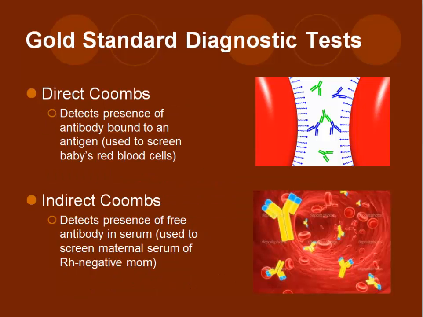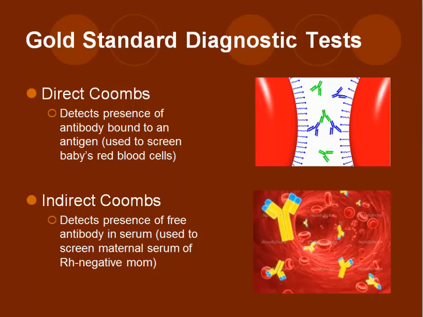There are two tests that can provide information about the presence of anti-D antibody. The first test is the direct Coombs. This test detects antibody that is already attached to an antigen. A direct Coombs would be run on a baby's blood after birth to see if anti-D antibody from the mother is attached to the baby's red blood cells.